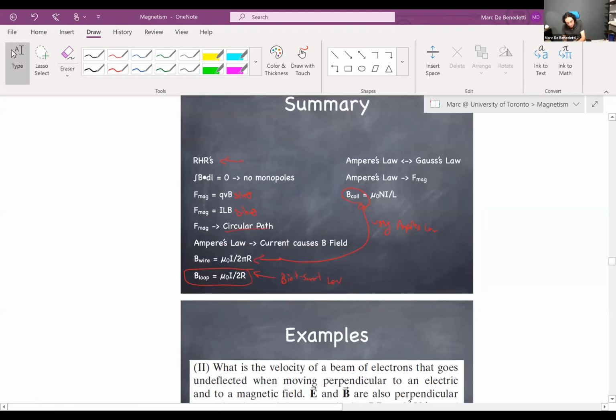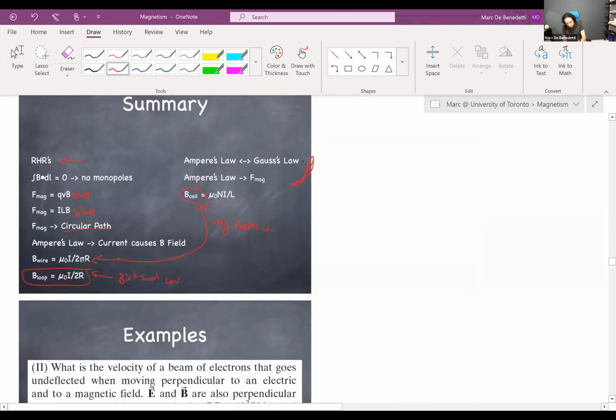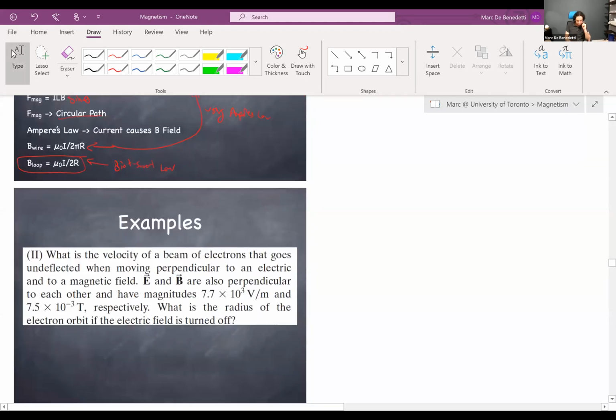And the last two things that we covered conceptually is that Ampere's law is used in a very similar fashion to how we use Gauss's law. Specifically, we use Ampere's law as a means to obtain the magnetic force, in the same way we use Gauss's law as a means to obtain an electric force.